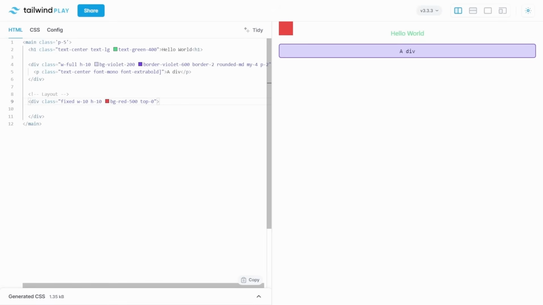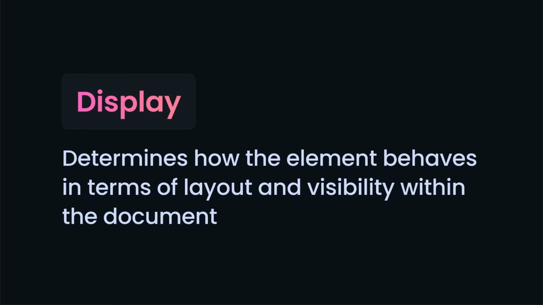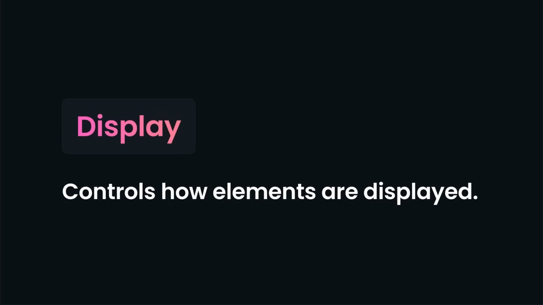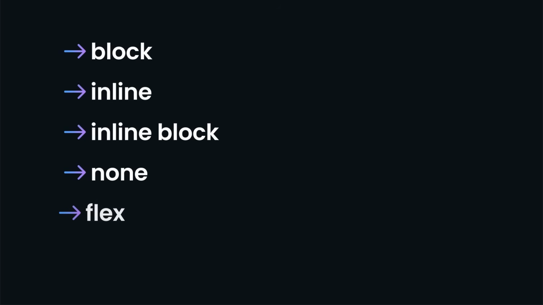And for the purposes of this video, we can keep it there. Now, let's talk a bit about display. Display determines how the element behaves in terms of layout and visibility within the document, which essentially means that it controls how the elements are displayed. Now, there are various forms of display, from block, inline, inline block, none, flex, and grid.